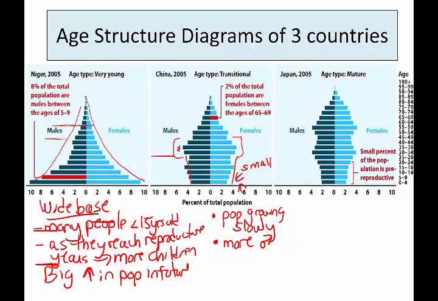Now here we have Japan, which is very top heavy, which means most people are older, and there's a small number of people in their reproductive years coming along the pipeline. Small number of people. More people are past their reproductive age.